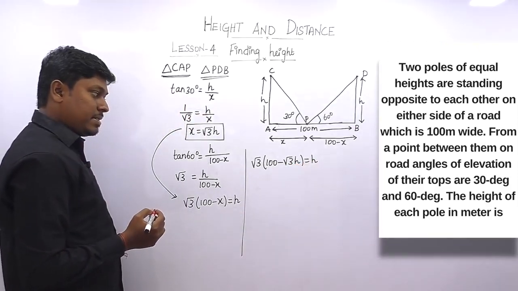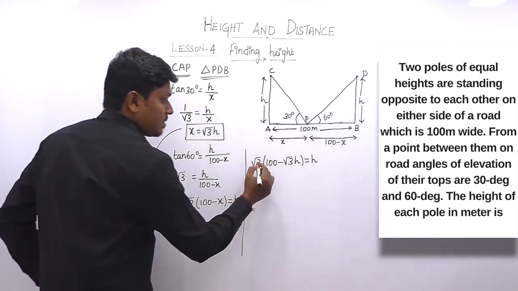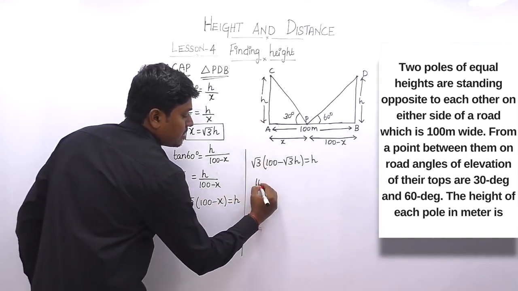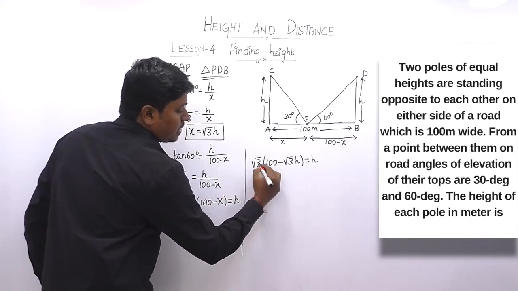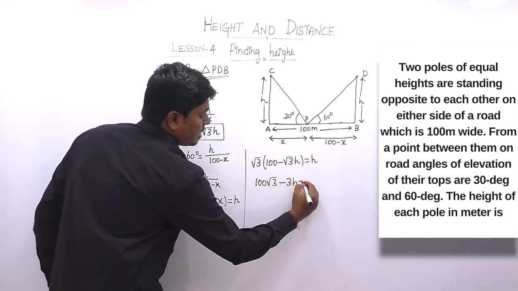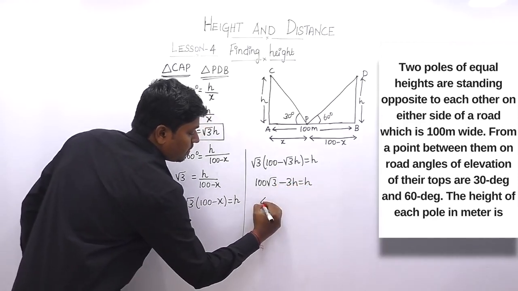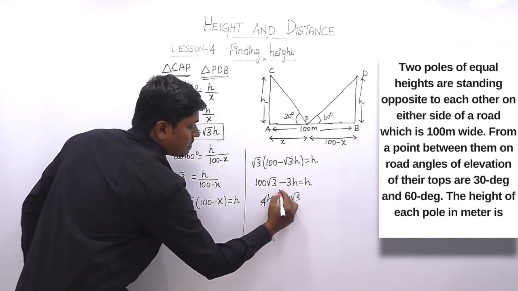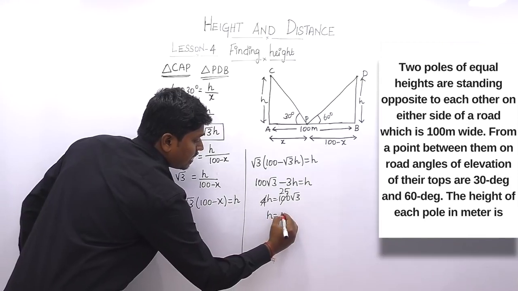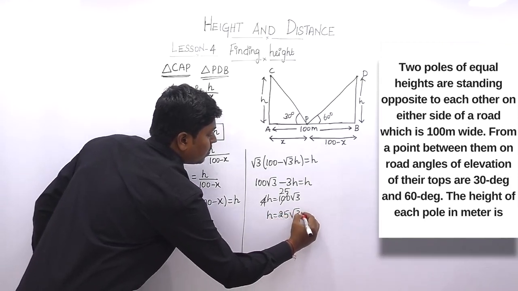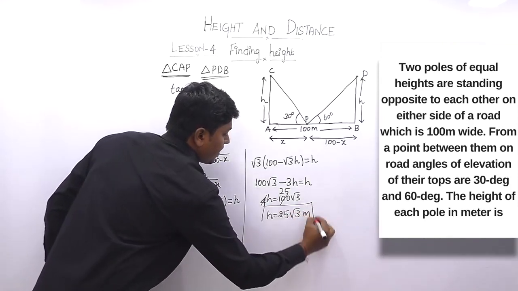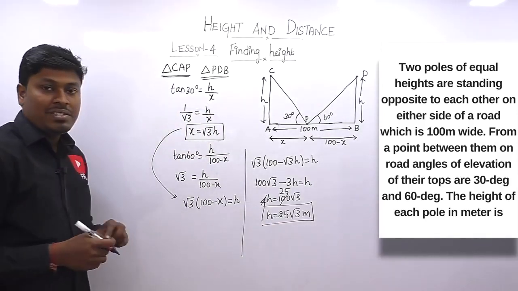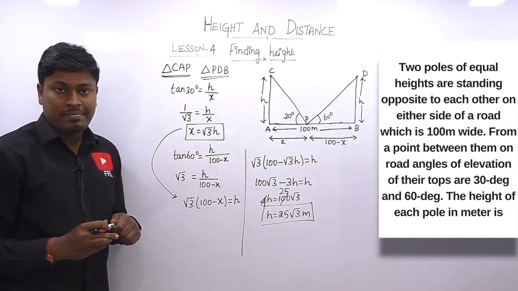So next step is, we can multiply this, right? When you multiply root 3, this becomes 100 root 3. And this becomes 3H is equal to H. So 4H is equal to 100 root 3. So when you cancel this, it becomes 25. So finally H is equal to 25 root 3 meters. So friends, finally we got the height of the pole, which is 25 root 3 meters.